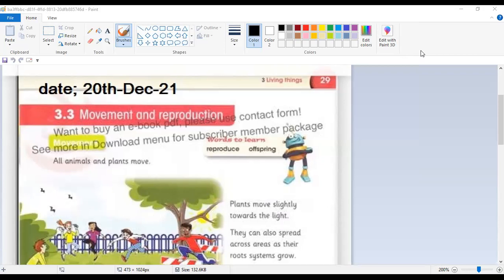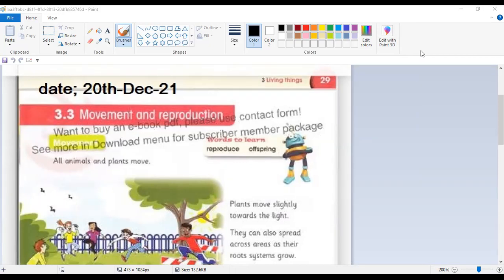As we know, these are the characteristics of living things: that living things have to move and they have to reproduce. So what is the meaning of movement? This is a characteristic of living things which is common among living beings. It does not matter if they are plants, animals, or human beings.